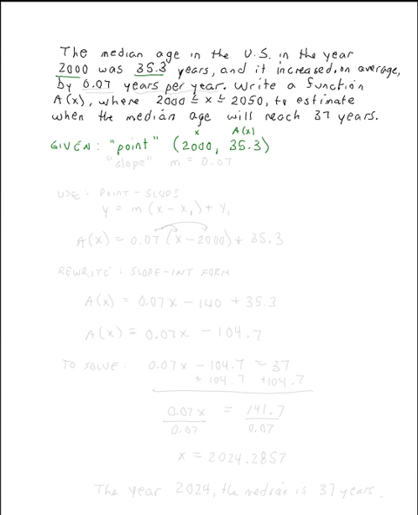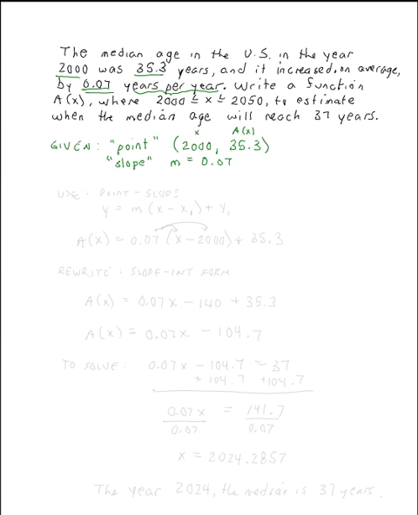Fishing through our information, not only did they give us an initial value, they told us that it increased on average by a certain amount, this 0.07 years per year. And notice this is a rate of change. Because it is a rate of change, we can assume this is a linear function. It was a constant rate of change. This is going to be our slope, and for our function, our slope is given as 0.07.